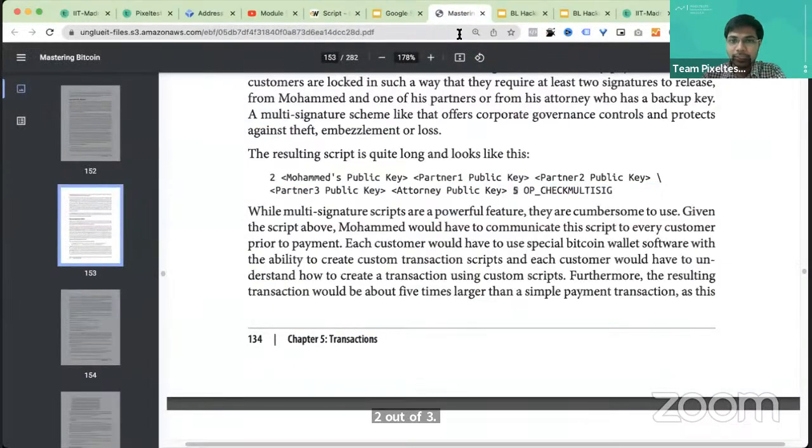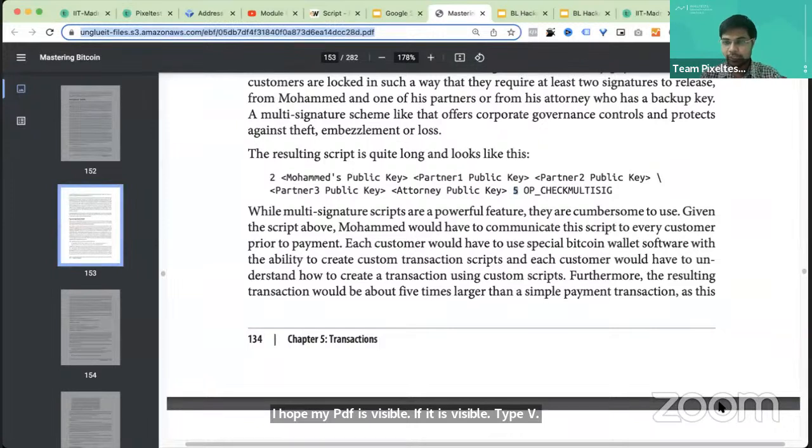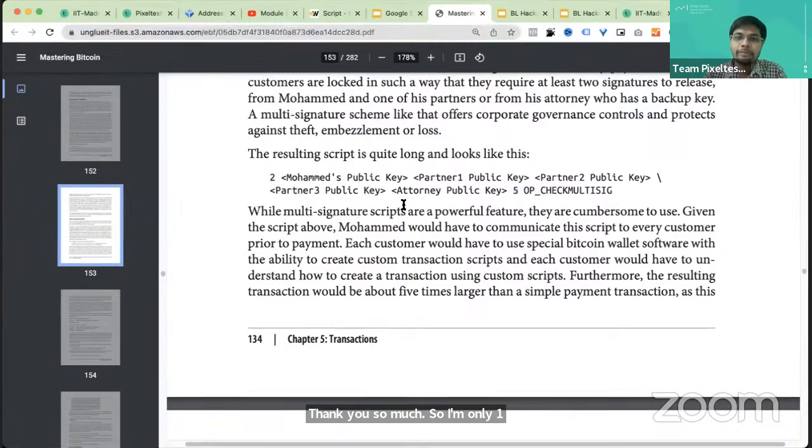Now, if you look at the reference, I hope my PDF is visible. If it is visible, type V in the chat box. The link for the same, I'm sharing it here on the chat, so you can go ahead and access it. Thank you, Vishal. Thank you, Suraj. I'm on page 153 right now. You can also go through it. This is what the professor also shares. The resource is also available on the lecture, so you can go through it, no problem.